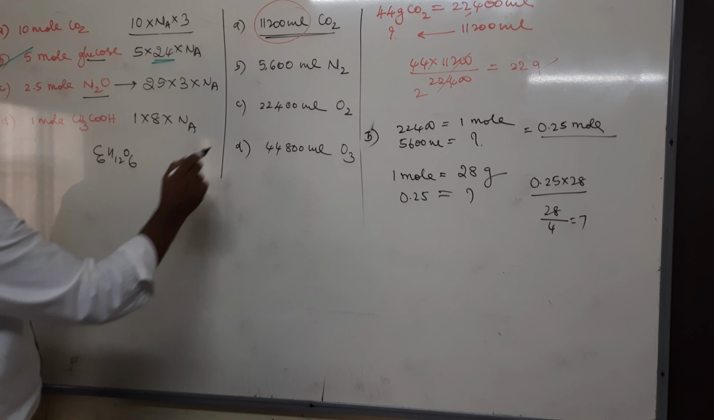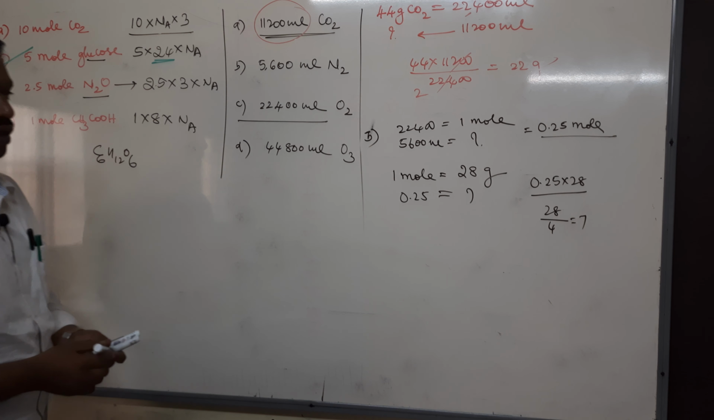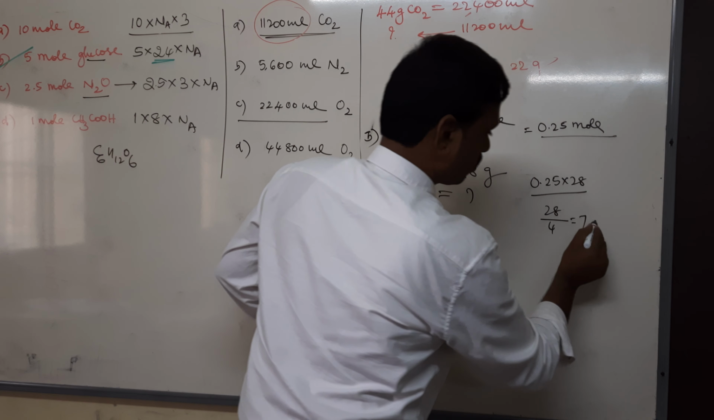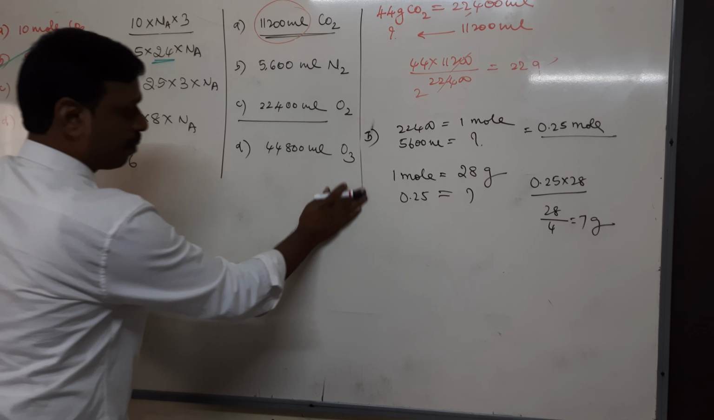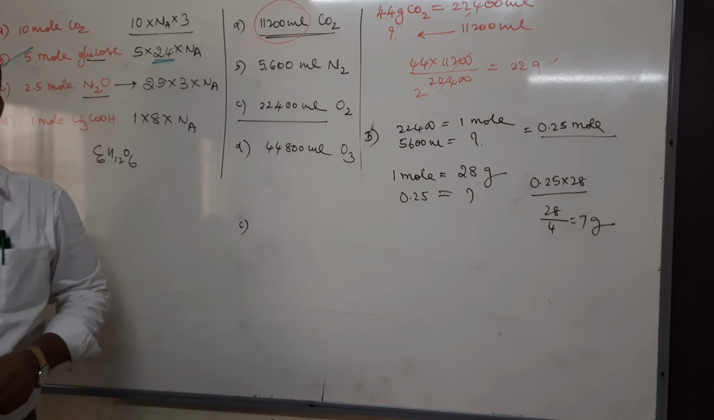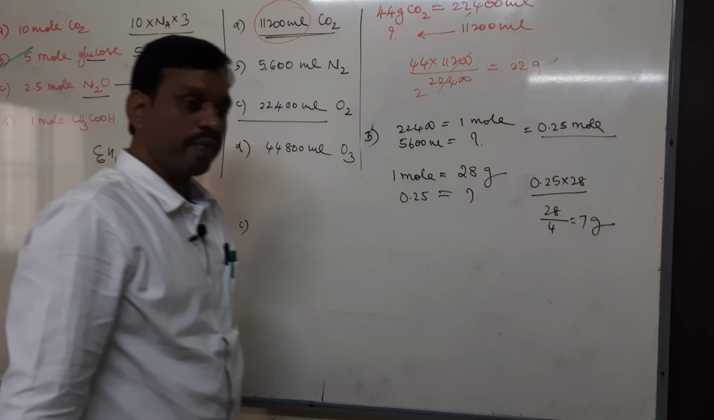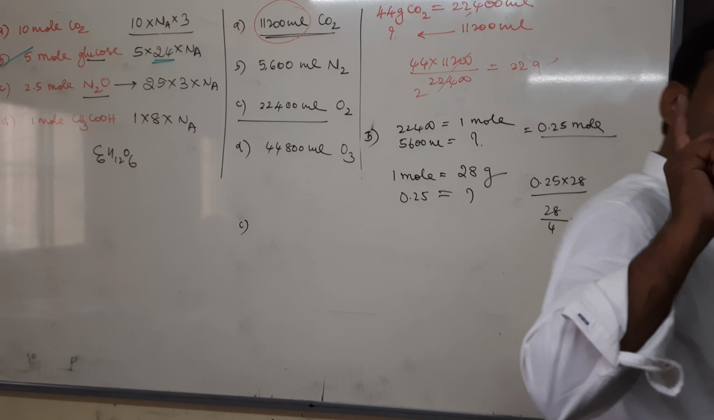Next, C. Tell me, C. 22,400 ml equals how many moles? 1 mole. Right? 1 mole of O2 equals what is the mass? 32 grams. That's it. Theoretically, this is 32 grams.